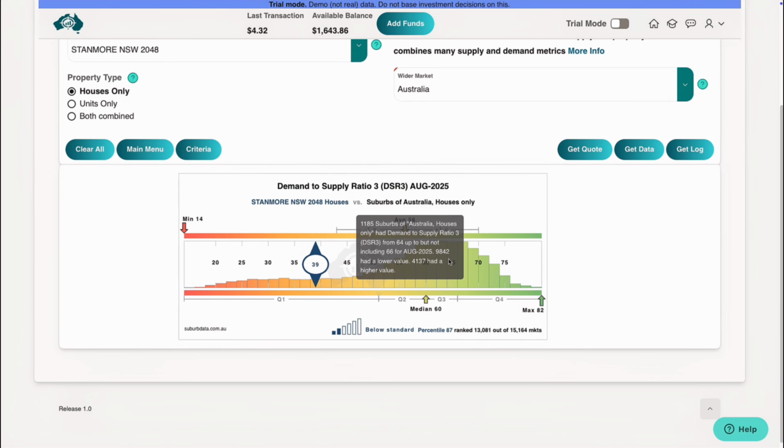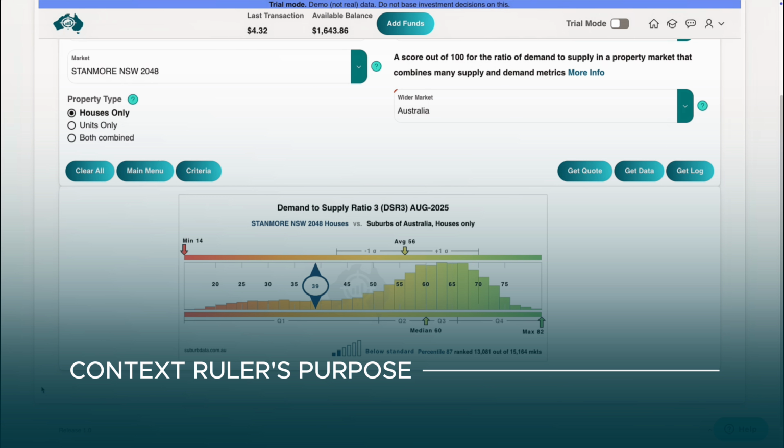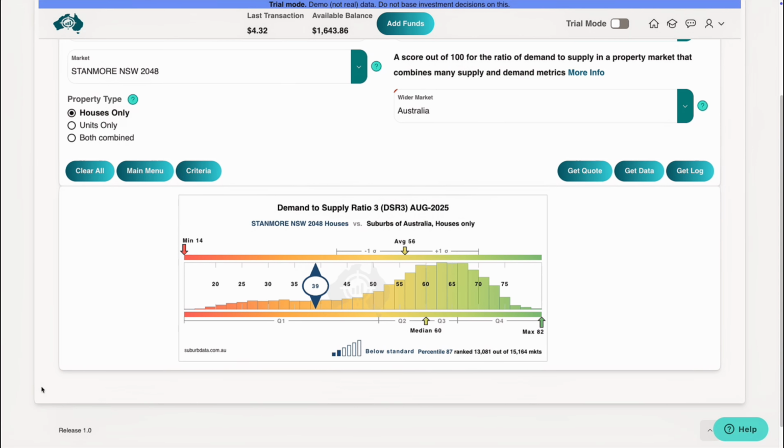So better is towards the green end and worse is towards the red end. By the way, you may see a context ruler that is shaded grey, not red or green. This means it doesn't matter what value the metric has, that metric has no consequence regarding investment potential. For example, the distance to the CBD, the latitude of the suburb, or the number of dwellings, and there are a few more.